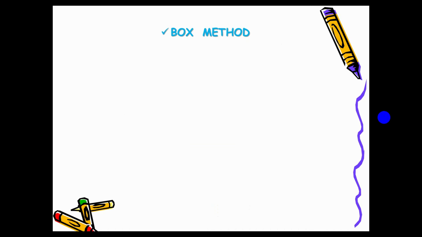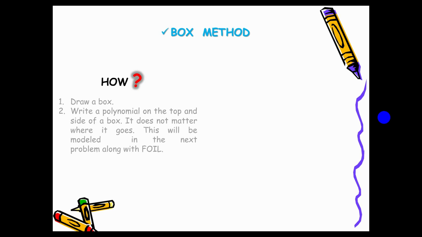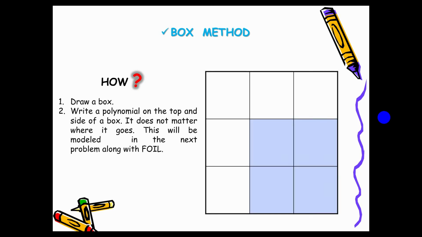Next is the box method. How are we going to multiply polynomials using a box method? First, let's draw a box. Then, write a polynomial on the top and side of the box. It doesn't matter where it goes; this will be modeled in the next problem along with FOIL. For example, we will multiply 3x minus 5 times the quantity 5x plus 2.